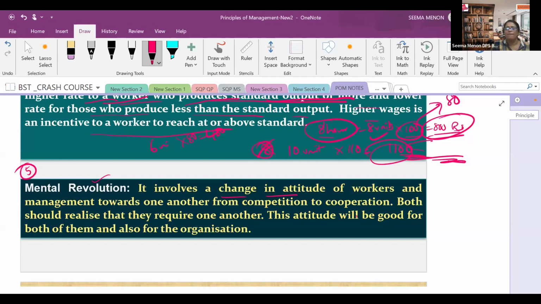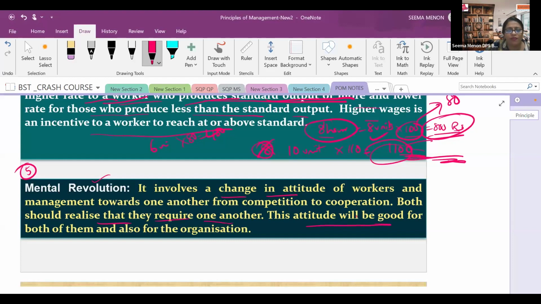What they are saying is that management and workers cannot compete with each other. They have to be in cooperation, work together. Management should feel that workers are there and should take care of the workers. Workers should feel that we are working for ourselves along with the management, and the target for both of them should be the same. Both should realize that they require one another, and that only with mutual understanding can they move forward.